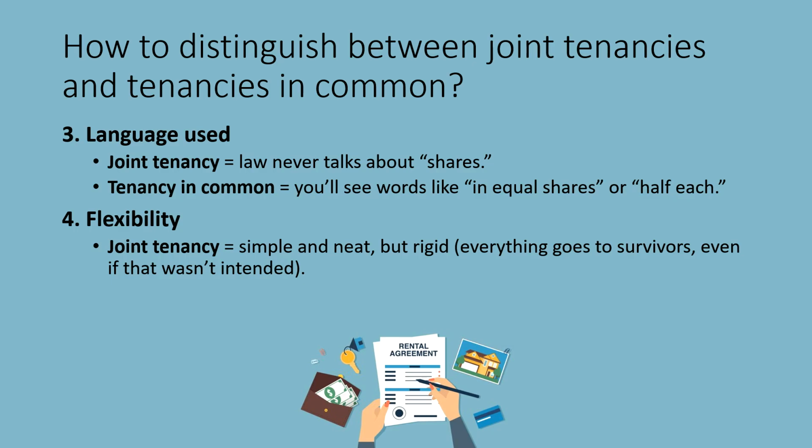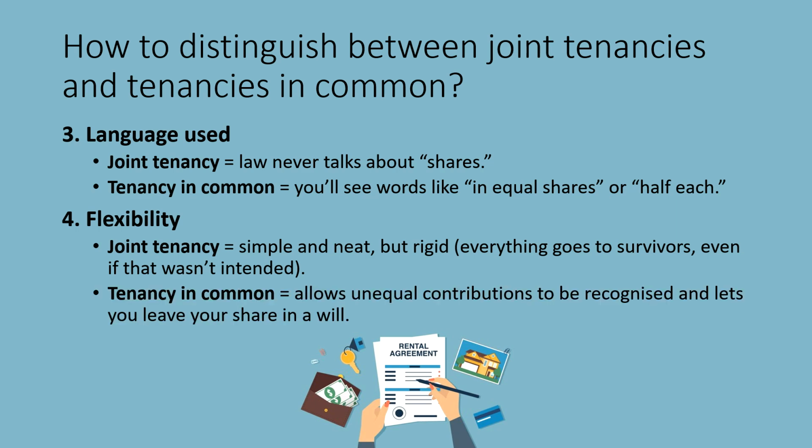There is a little bit of flexibility in tenancies in common, where unequal contributions are being recognized. Maybe one person paid the vast amount of the purchase money and the other only a little bit. That's why tenancies in common are a bit more flexible, and they can award different shares in recognition of those unequal contributions. Whereas a joint tenancy is very rigid. Everyone owns everything together, and if someone dies, the survivors just take up that share and stay owning all the property.